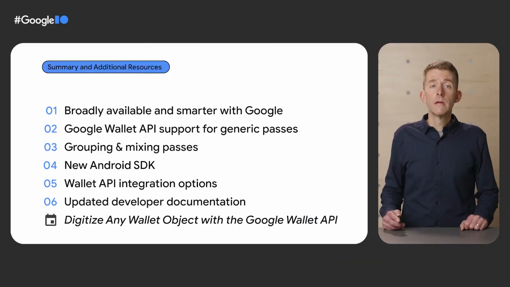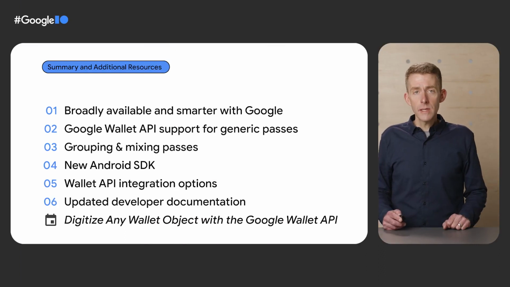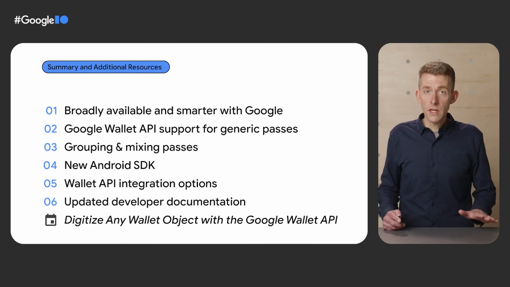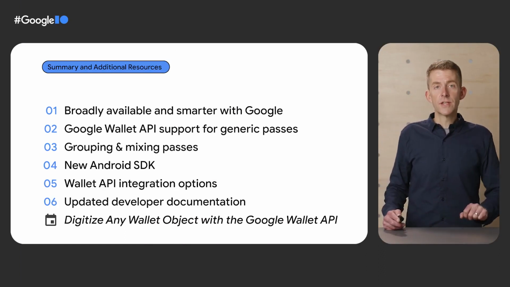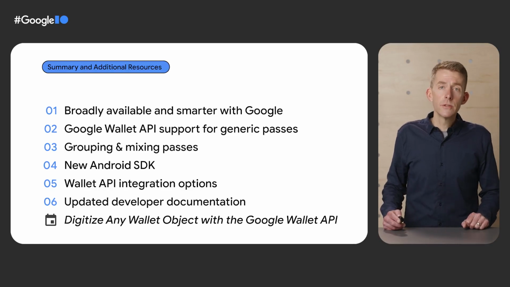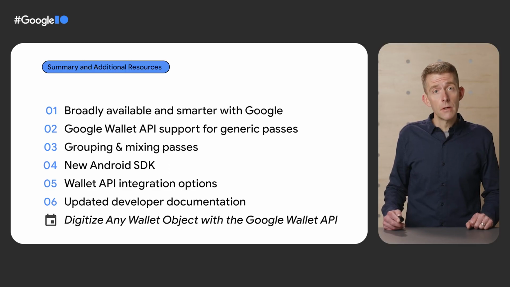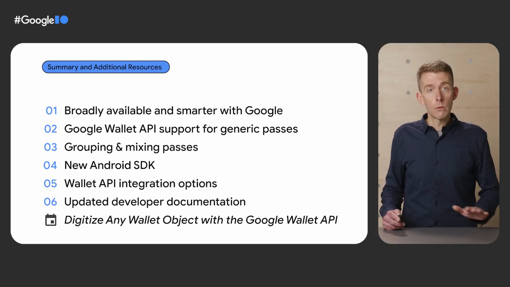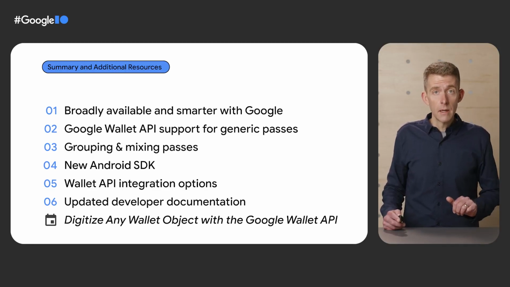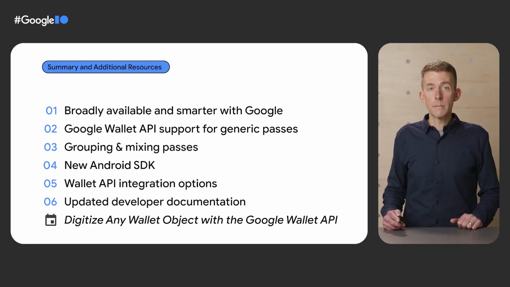Thanks, Petra. So let's summarize. We explored how we're making Wallet more accessible, comprehensive, and secure for users. We introduced support for a new generic passes API and a pass grouping feature. And we talked about the new JSON or JWT-based Android SDK, as well as additional integration options.